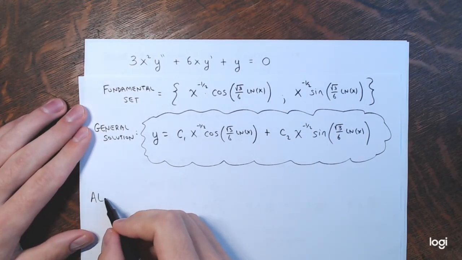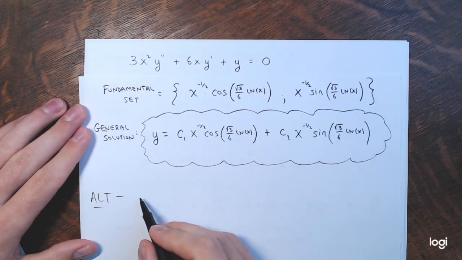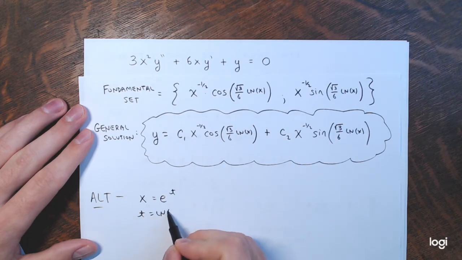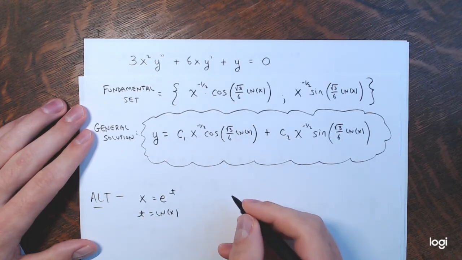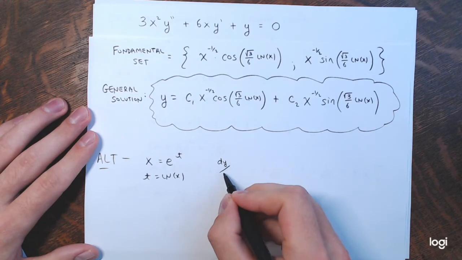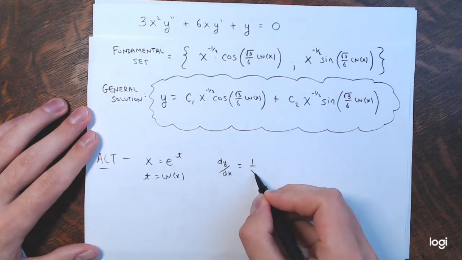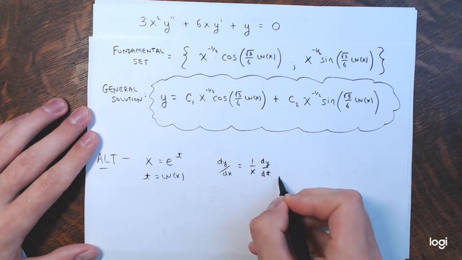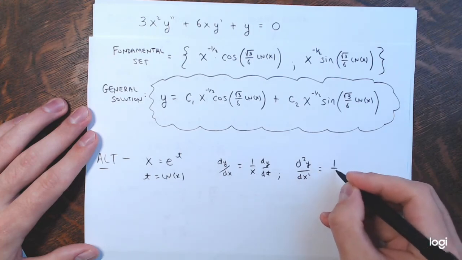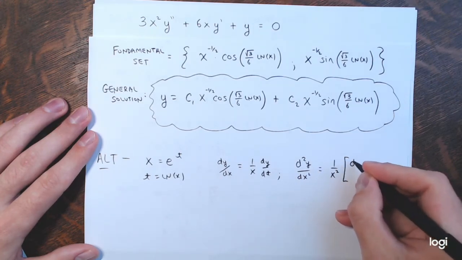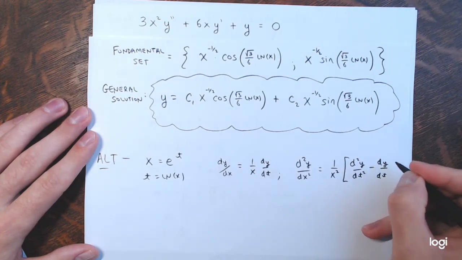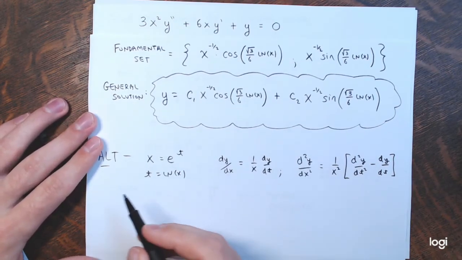That alternate method is where I replace x with e to the t, or t with the natural log of x, and again, the first derivative of y with respect to x, y prime, will be replaced by 1 over x times dy dt. The second derivative of y with respect to x, or y double prime, will be replaced by 1 over x squared times the second derivative of y with respect to t minus the first derivative of y with respect to t. Now I'll tell you right now, we'll get this equation.